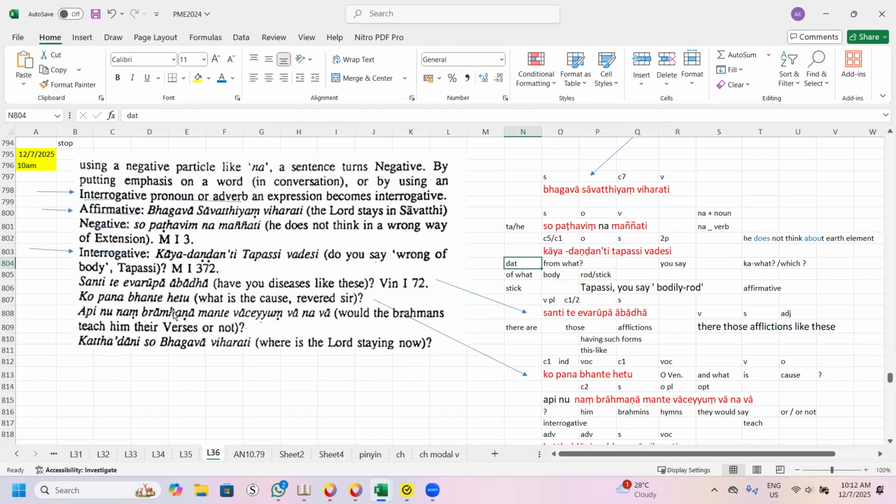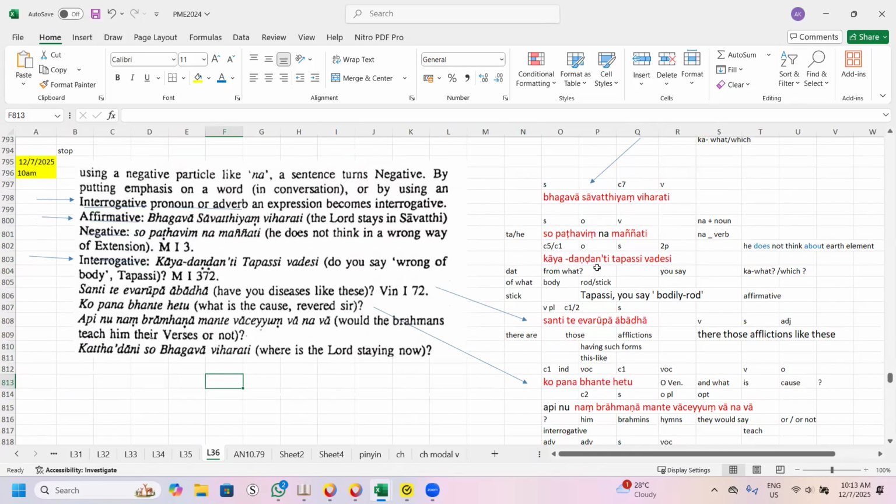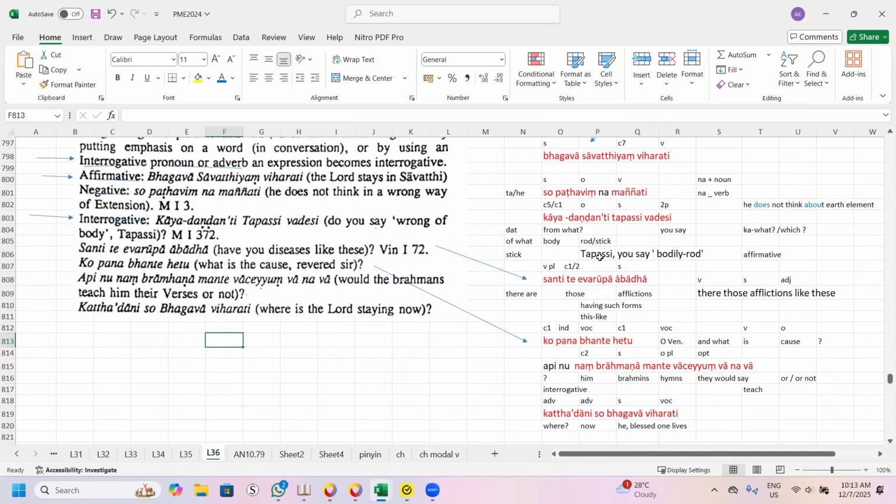If you look into it, this sutta is talking about three types of rod. One is mental rod, one is verbal rod, one is bodily rod. So this one is talking of what rod. This rod refers to three types of rod. So the translation here maybe does not mean kaya. All right, the translation, tapasi. So what he's trying to say, tapasi, you say bodily rod.